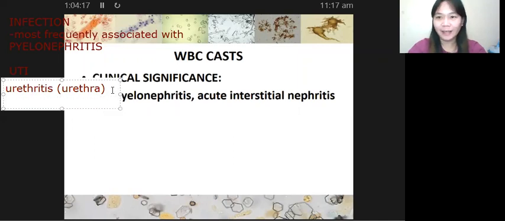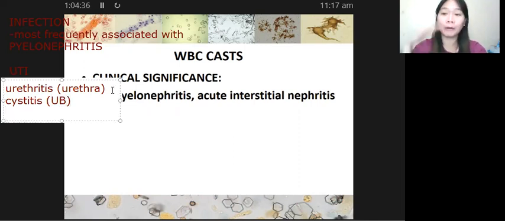Okay. Akyat tayo. So after ng urethra, ano ang next? Meron tayong urinary bladder. Infection of your urinary bladder is referred to as your cystitis. UB na lang ilagay ko dyan ha. Urinary bladder. Akyat pa ulit tayo.